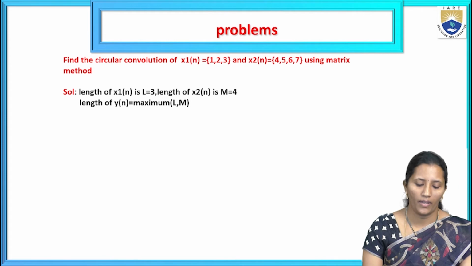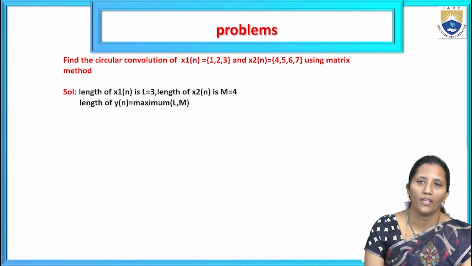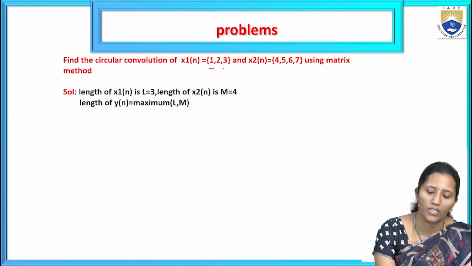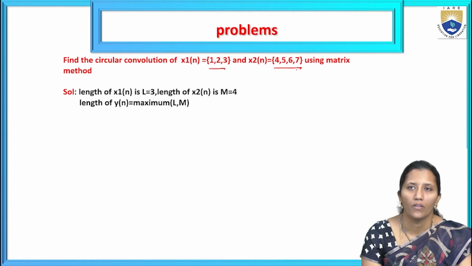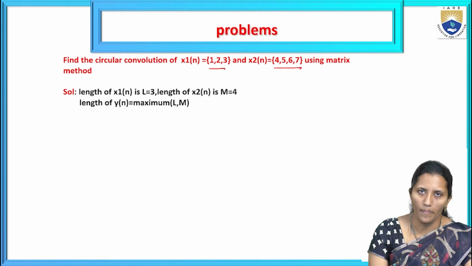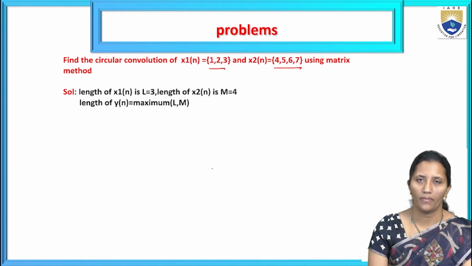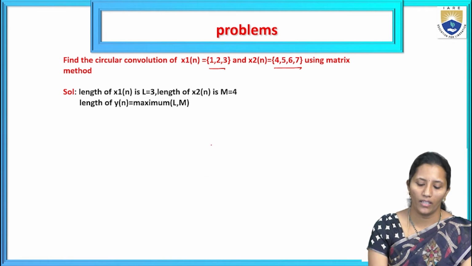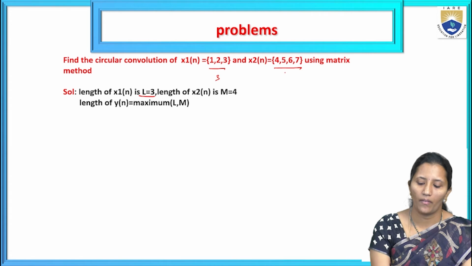So here, find the circular convolution of x1 of n and x2 of n using the matrix method. They are given two sequences here: 1, 2, 3 and 4, 5, 6, 7. First of all, to find the circular convolution, the length of both the sequences should be equal. Here in x1 of n we have L equal to 3, the number of samples are 3. Here in x2 of n, the number of samples are 4.